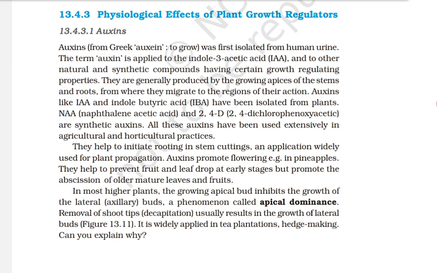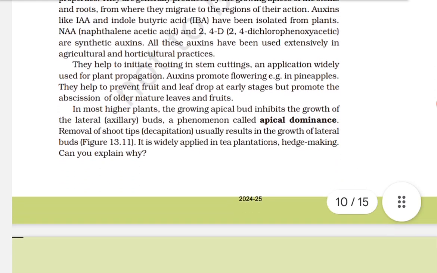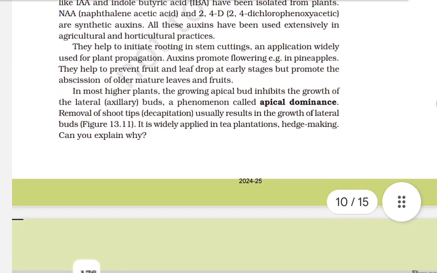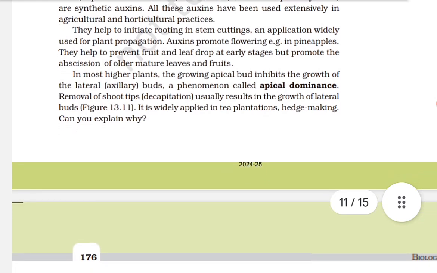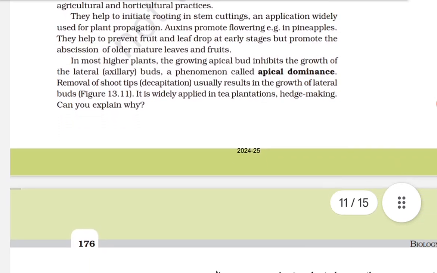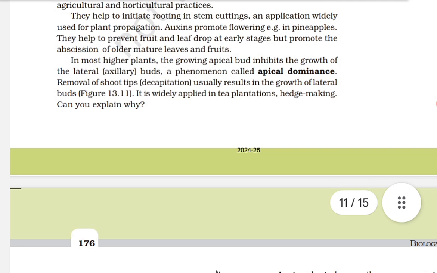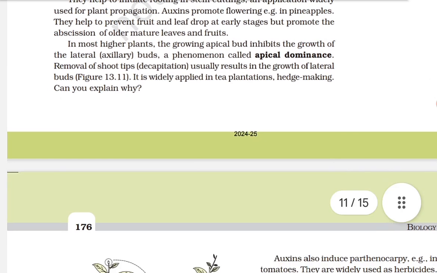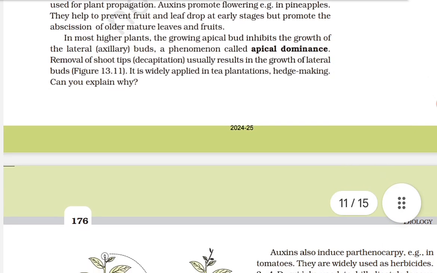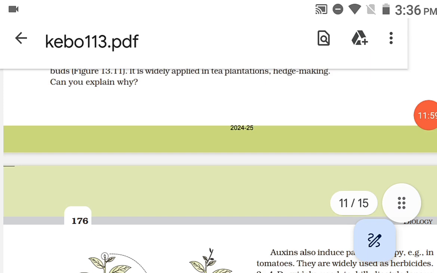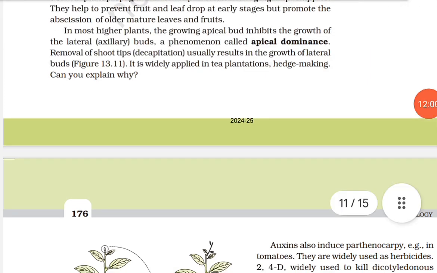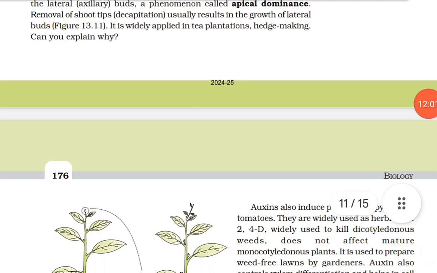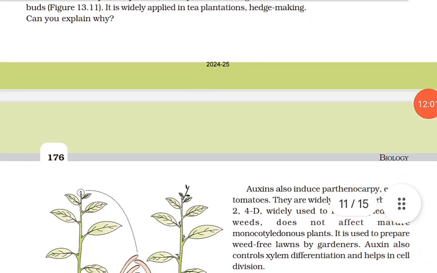Next, auxin also induces parthenocarpy, for example in tomatoes. They are widely used as herbicides. 2,4-D is widely used to kill dicotyledonous weeds. It does not affect mature monocotyledonous plants. It is used to prepare weed-free lawns by gardeners. Auxin also controls xylem differentiation and helps in cell division. Which hormone helps in xylem differentiation and cell division? Auxin. That makes a question.